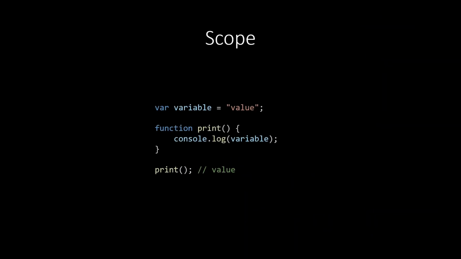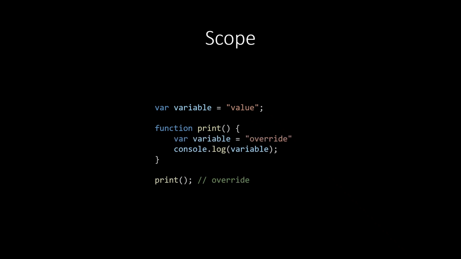So let's start with scopes. We have a function, we have a variable. The variable is accessible in the function, we can print it. Of course, we can override the variable and we will have the overridden value. And now the first trick question: what happens right here? We would expect to print value because we've not overwritten it yet.